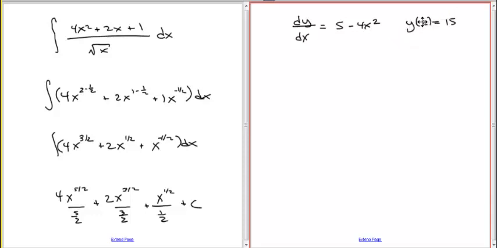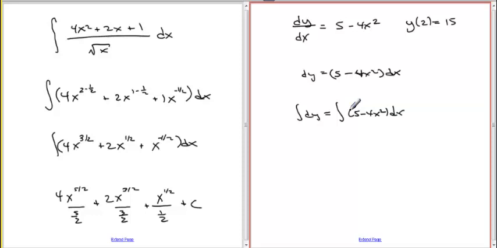It doesn't have to be at t equals 0 or at x equals 0. It can be at any value of x. So this is my x value. This is my y value. And I'll need that when I want to get the particular solution. I can do the general solution without knowing this, but to get the particular solution, I need it. So what we do is we multiply both sides of the equation by dx, and then we integrate both sides.